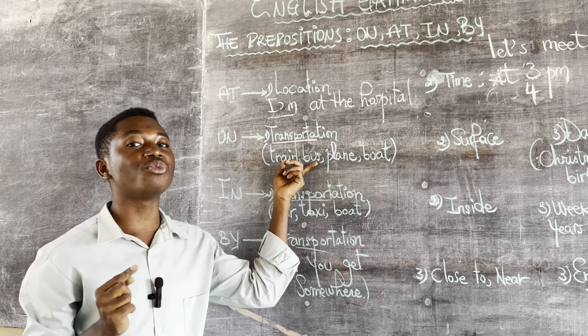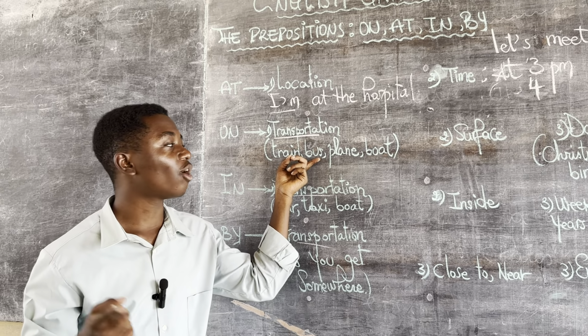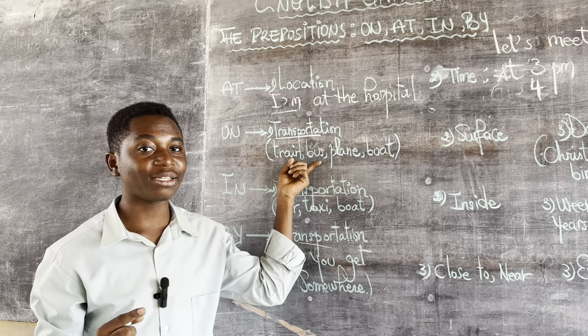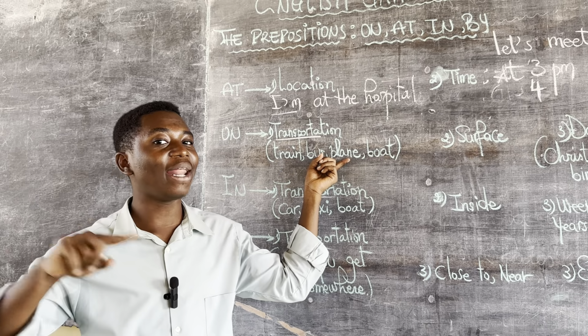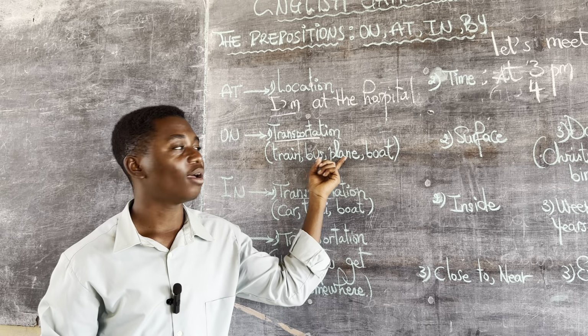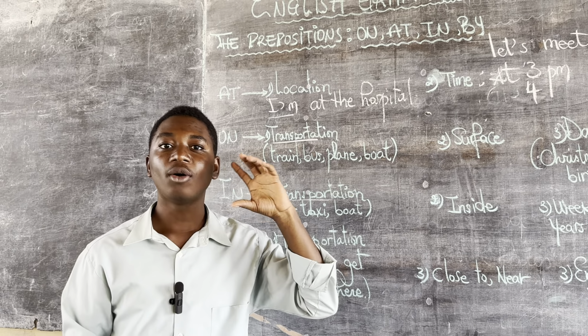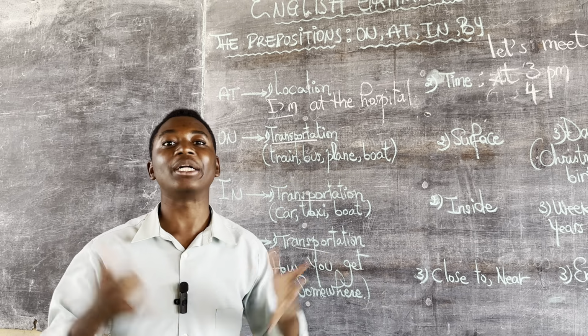De la même façon avec le bus. OK? On ne va pas dire in the bus. We're going to say on the bus, on the plane, plane, qui est maintenant l'avion. I am on the plane. I am on the boat. Boat, ici, c'est la pirogue ou même bateau.